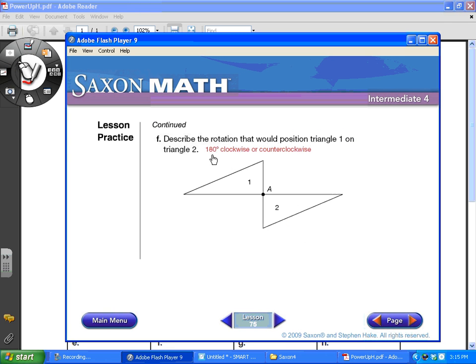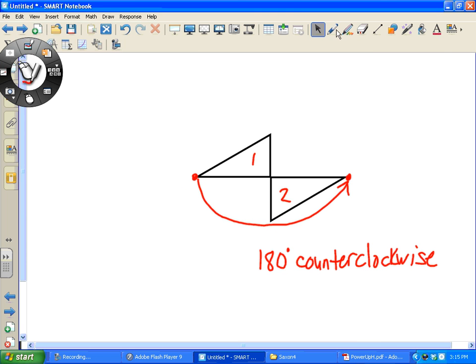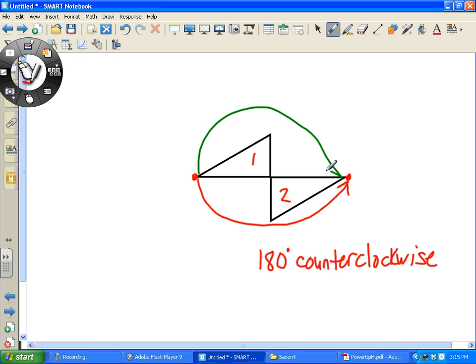Okay, 180 degrees clockwise. They said clockwise or counterclockwise. Let me take a look. Yeah, we could have gone in this direction as well, and that would have been like the hands on a clock. Totally opposite. I think when you do a 180, you have a choice to go like the clock or in the reverse of a clock.